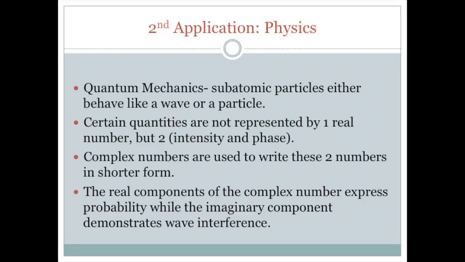The intensity and phase of these are represented by two real numbers. Complex numbers are used to write these two numbers in shorter forms. It would be possible but very difficult to express the wave and particle relationship with real numbers. The imaginary component shows phase, either in phase, with waves that are in sync, or out of phase, which are out of sync.